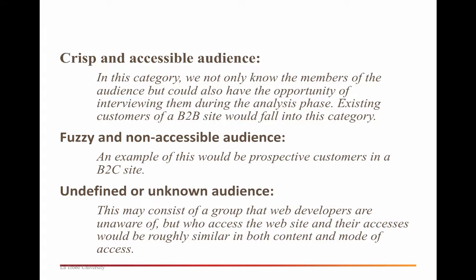So there are three possibilities listed here. We might have a crisp and accessible audience. So we not only know the members of the audience, but we can also directly engage them. We can invite them in to talk to them in a workshop, for instance, or interview them directly. We might also have a fuzzy and non-accessible audience, and this refers to an audience where we are not so clear who they are, and they are also not accessible, so we can't interview them directly. So the indirect methods that we talked about previously would be useful here.